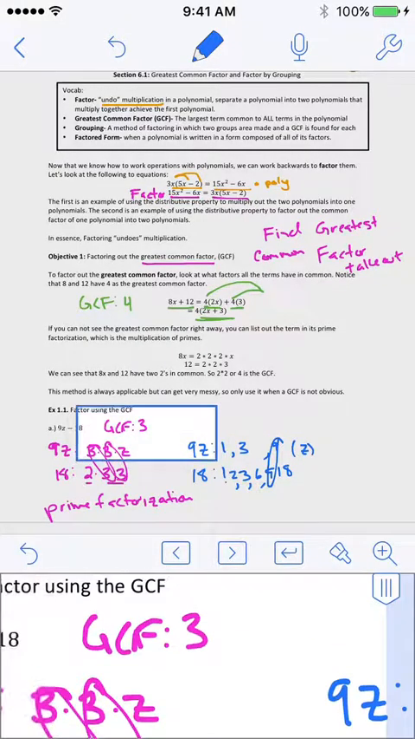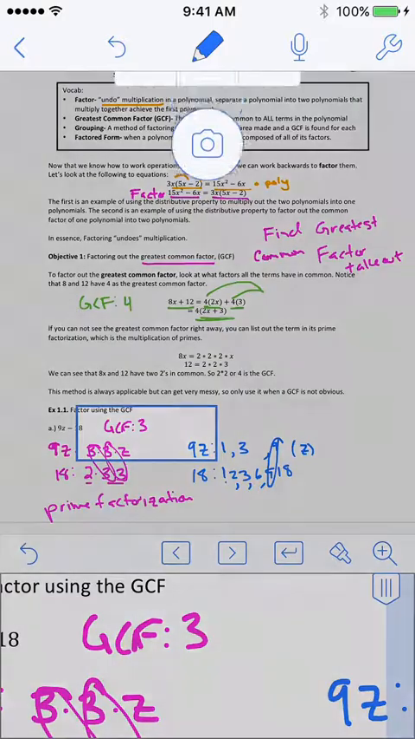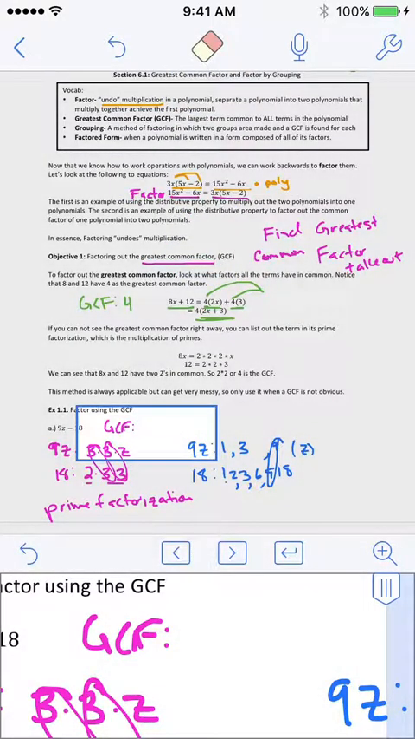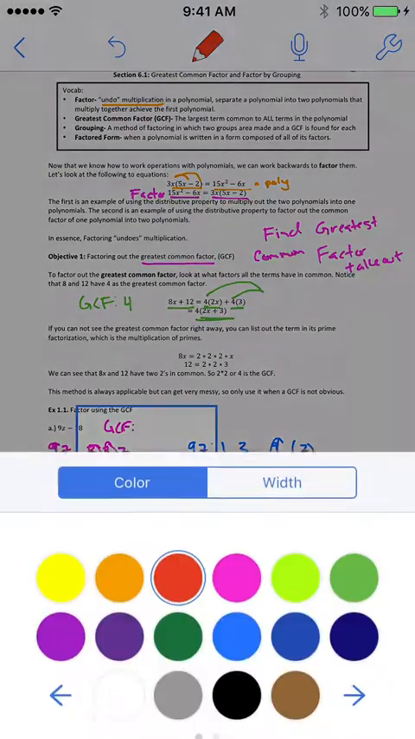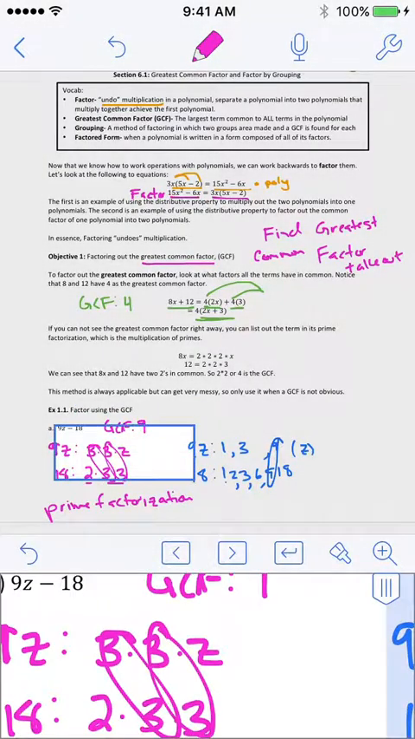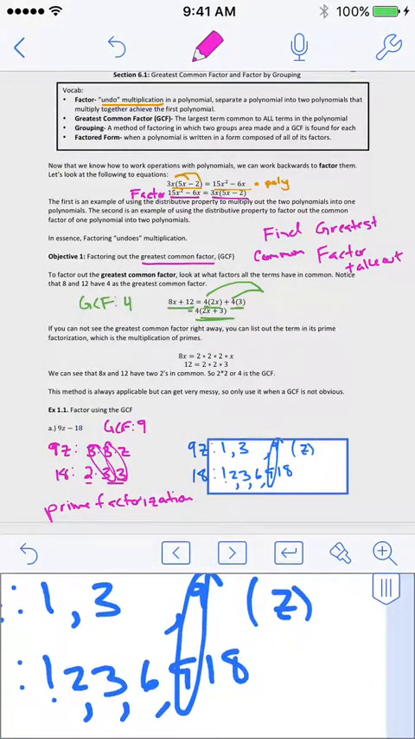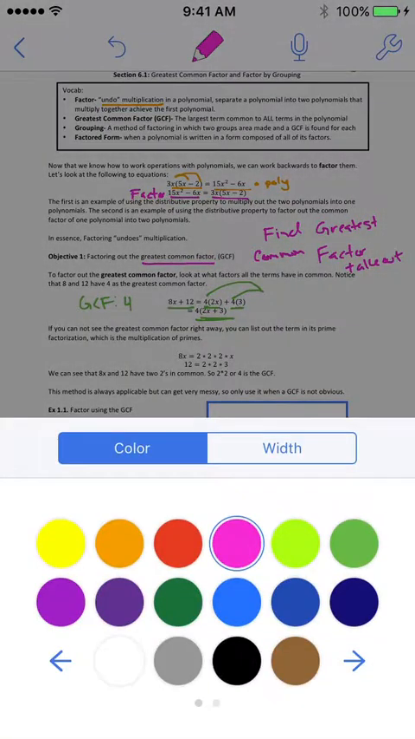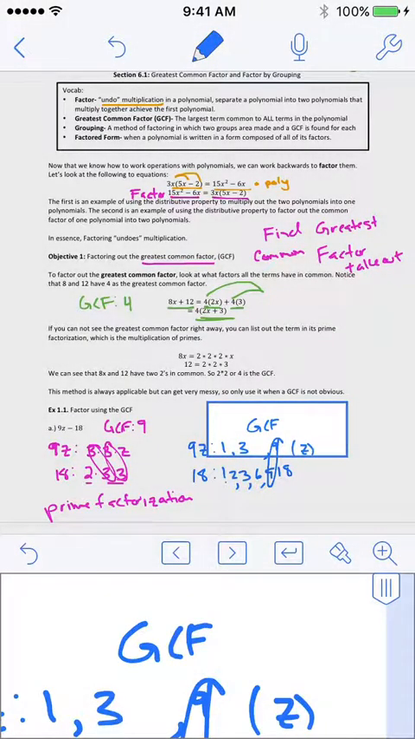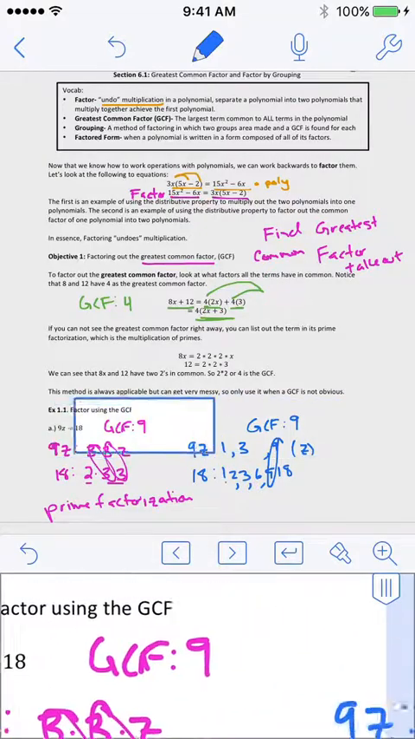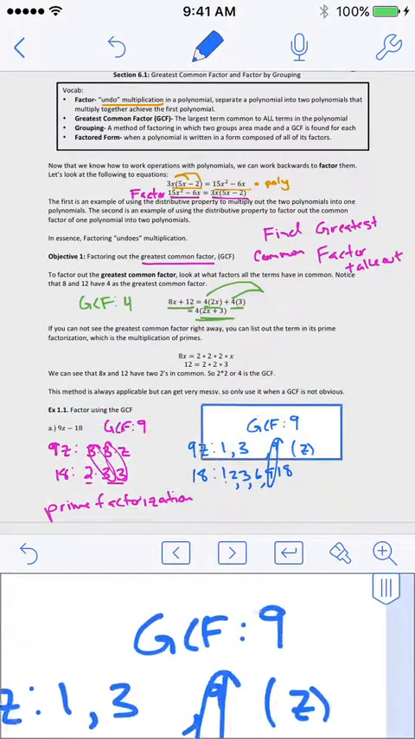So their GCF, oops, I'm so sorry, I meant to write 9 here, not 3. Oops, pink. Right, because they had 3 and 3, that's 3 times 3 is 9. So their GCF over here would also be 9. Either way, you end up with the GCF, the greatest thing they have in common.